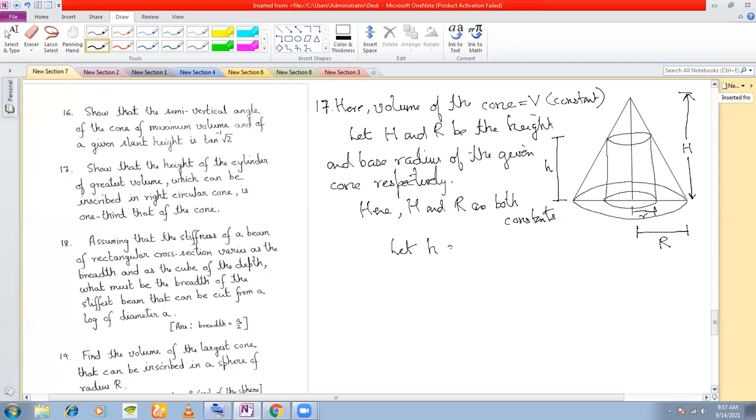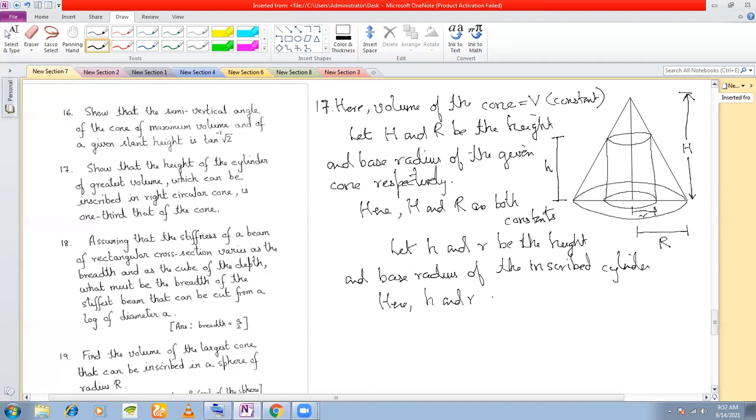let small h and small r be the height and base radius of the inscribed cylinder. So are they constant or variables in this? Both are variables, right?